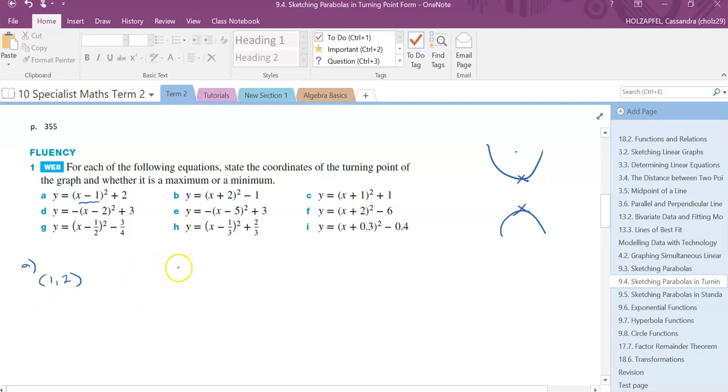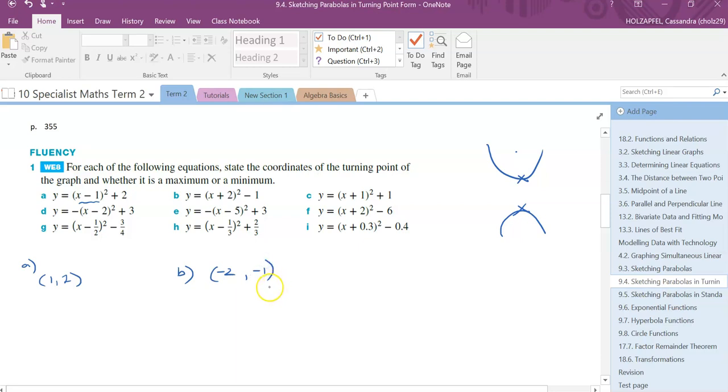Now if we have a look at question B, again, the coefficient is just 1, so it's not wider or narrower. It's positive, so that means it's a happy face parabola, so it's going to have a minimum turning point. And for that turning point, this is x plus 2 now, so that's been shifted to the left by 2, and then it's been shifted down 1.